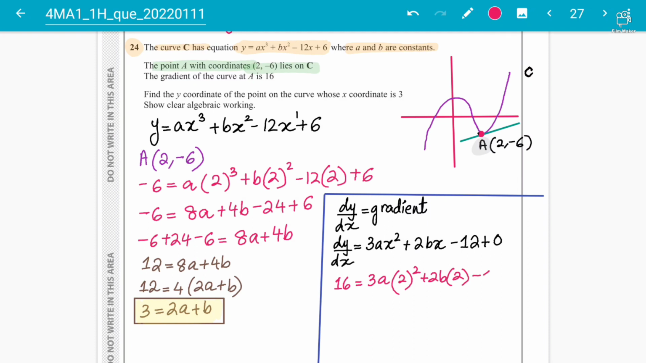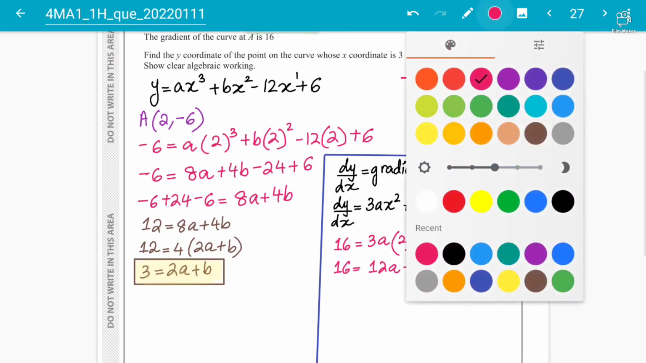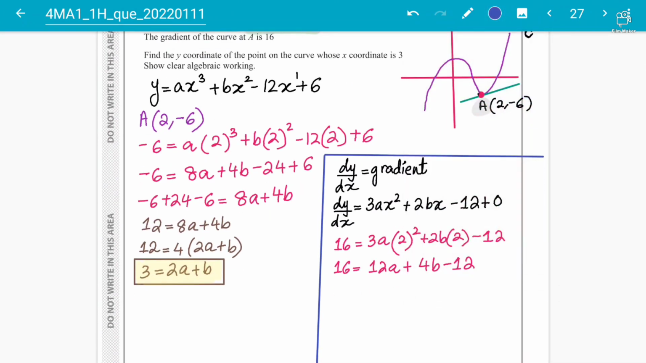You plug in the value of x as 2 there. So we got 16 is equal to 2 squared is 4, 4 times 3 is 12a, plus 2 times 2 is 4, so 4b, and minus 12 here. And here we go. We got the equation: 16 plus 12 will be 28. 28 is equal to 12a plus 4b. We take 4 common, so it will be 3a plus b is equal to 28.